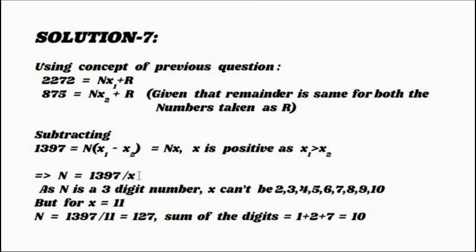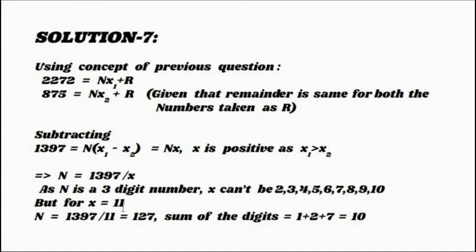is not an integer. But for x equal to 11, the quotient is 1397 by 11, which is 127, a 3-digit number and an integer also. So the n that we required is 127, and the sum of the digits is 1 plus 2 plus 7, which is equal to 10. So the answer is 10.